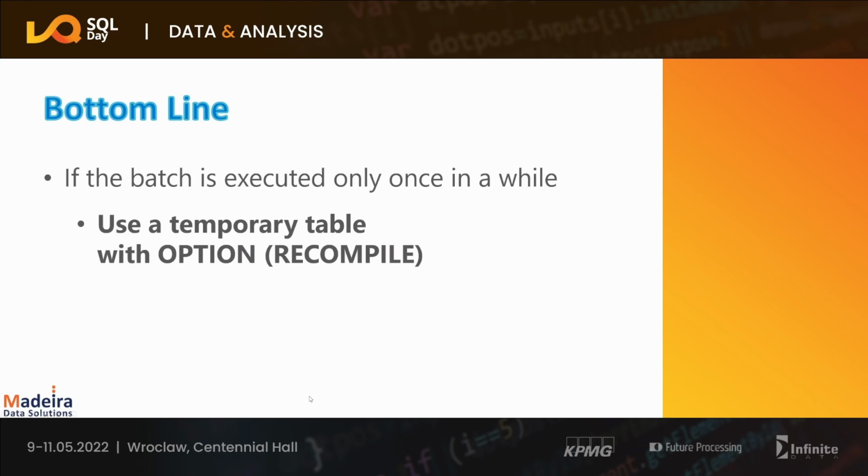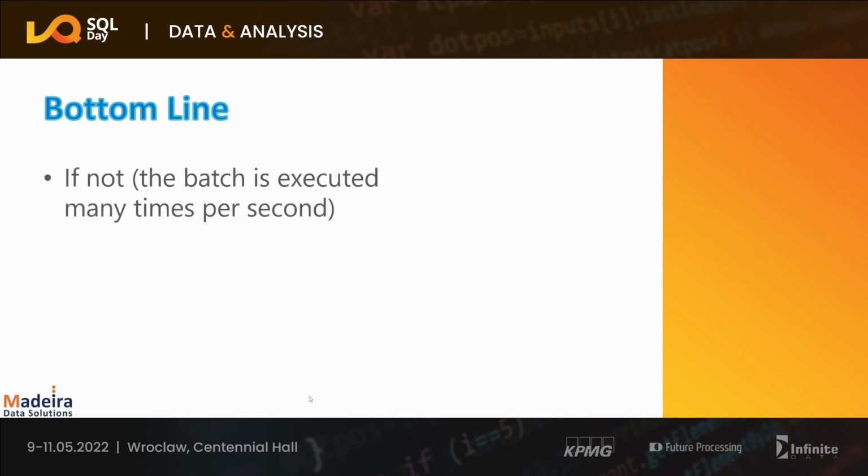That's the best solution. Because with a temporary table, you get statistics. With option recompile, you get the best plan each time. Okay, and you need to test it to see if you can afford it in terms of recompilation, CPU overhead, and so on. But that's the best option if you can afford it.